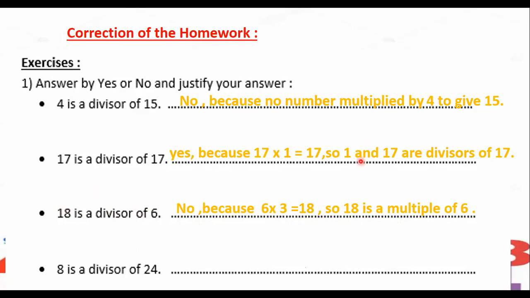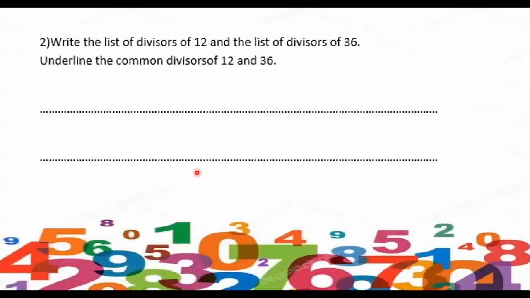Yalla, last one, Ghazal. Is 8 a divisor of 24? What do you think? Yes. Why? Because 8 times 3 equals 24. Excellent. Good for you. I'm so proud of you. 8 is a divisor of 24 because 8 times 3 gives me 24. So we can say that 8 and 3 are divisors of 24. Thank you very much.